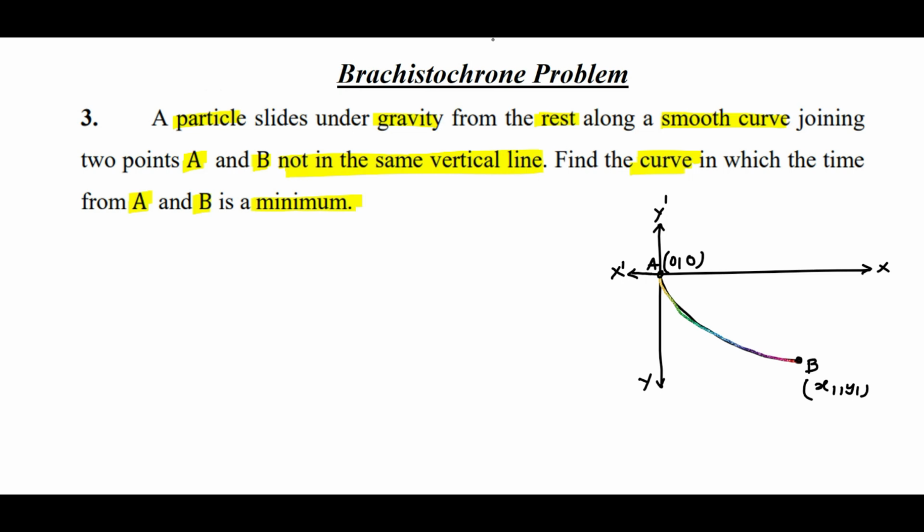So let us take the point P on the curve, and name it x comma y. So the distance of the point P from the x axis is y, because this is the height of the point P from the base x axis, and on the curve at point P, this is our arc length, S.